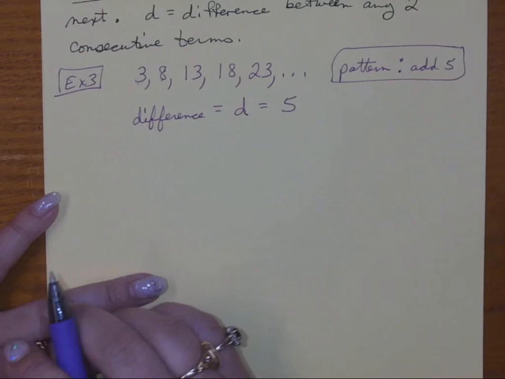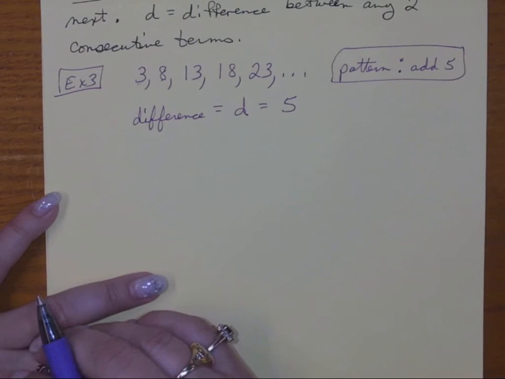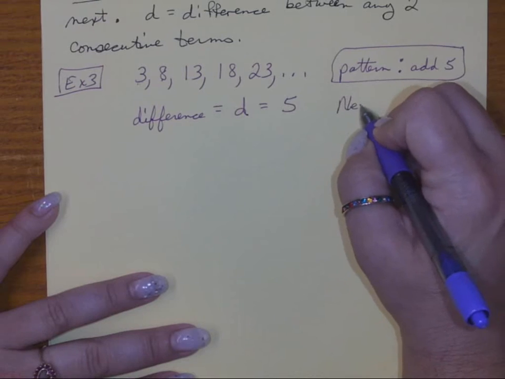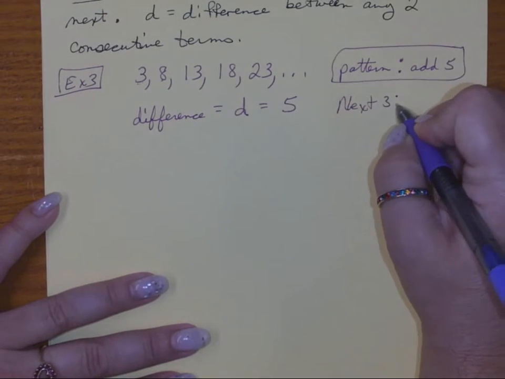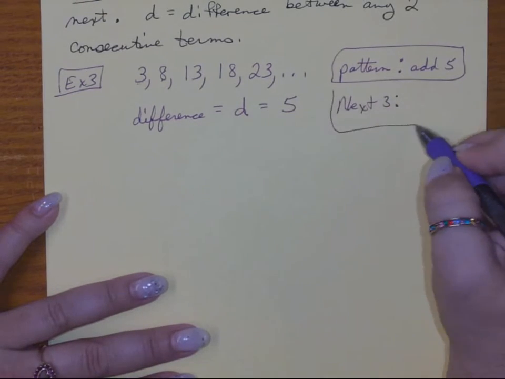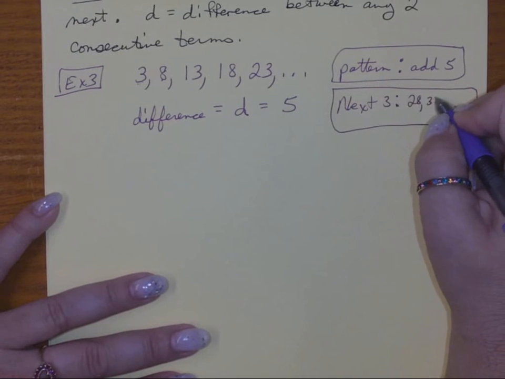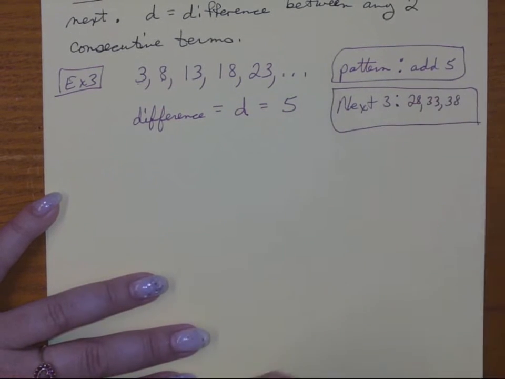Oh, before I get there, what are the next 3 terms, so to speak? You could find them very easily, right? So the next 3, add 5, right? So what do you think? 28, 33, 38. Pretty easy, right?